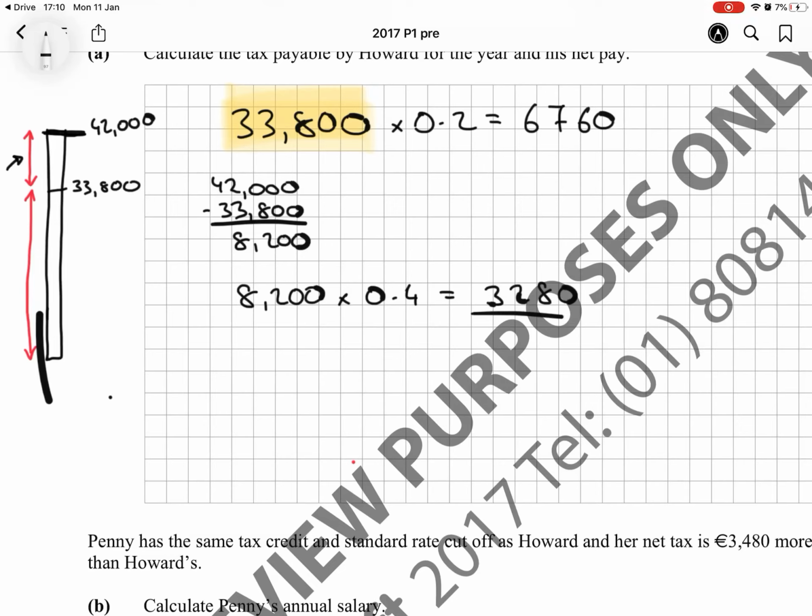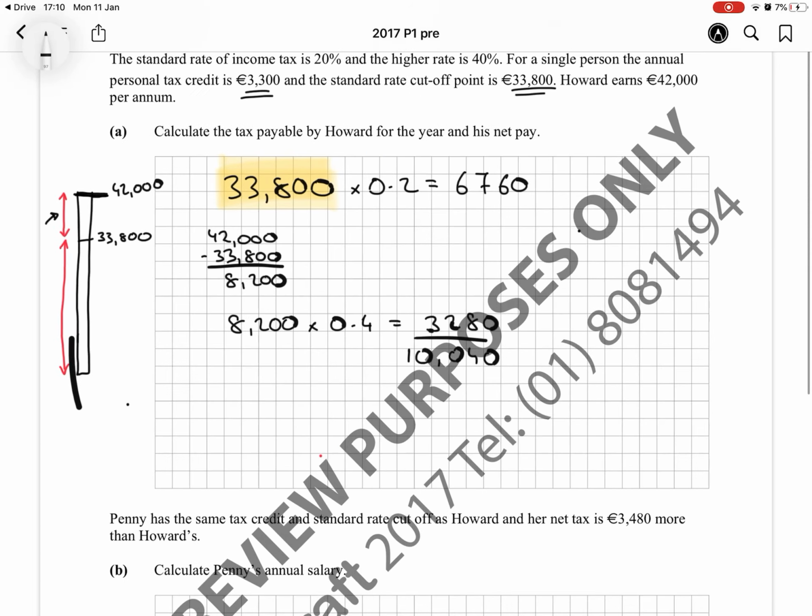So now we're going to add together those two amounts to get his total tax payable, which I think is 10,040. That's what I got from that. So that'll be his total tax, his gross tax. So that's how much tax a typical person would have to pay.